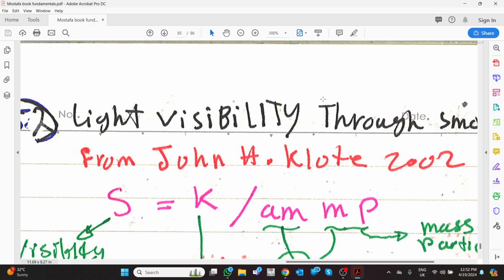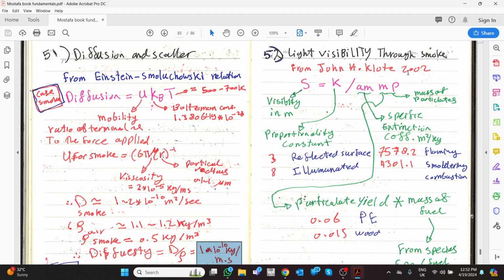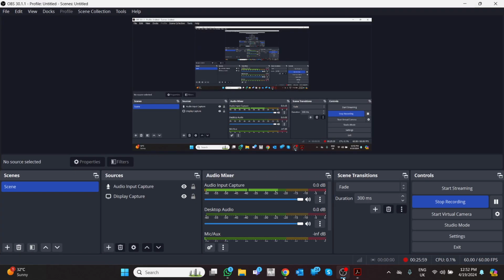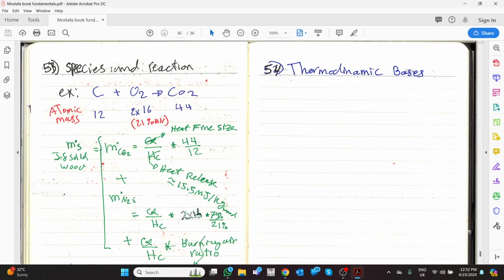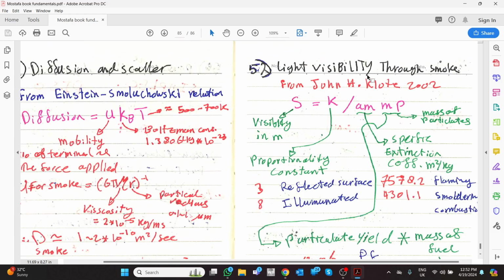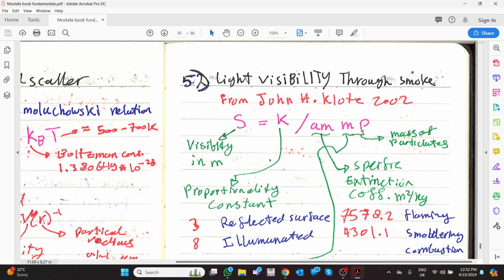Light visibility, which is the last before the last, light visibility, and then the species and reaction. Light visibility, I will discuss it later.